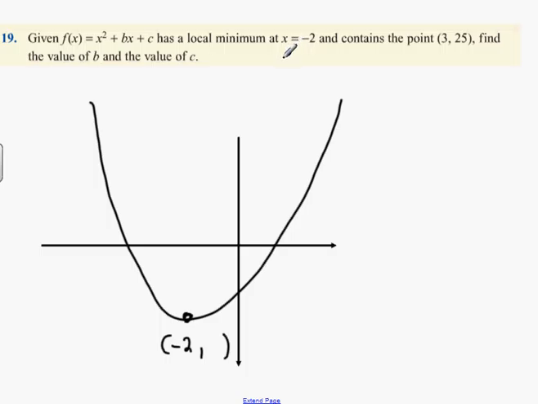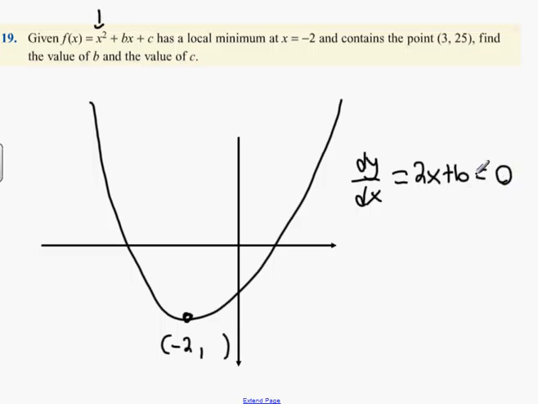Now, when you see the word minimum, what do you think that means? How do we calculate a turning point again? What's the first thing we did to calculate the turning points? We differentiate once and we put the answer equal to 0. Okay? So differentiate once. And when you differentiate once, what happens here? x turns into 2x, plus b, c disappears, and the answer has to be 0.